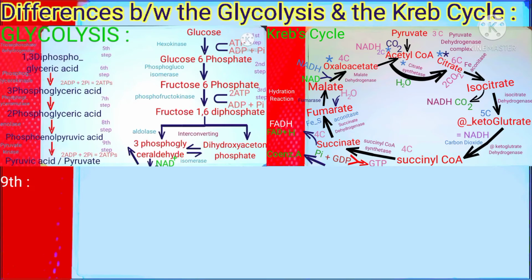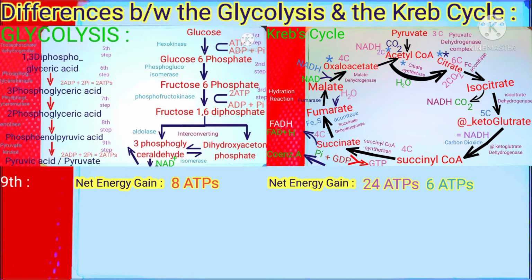The ninth difference is that the net energy gain from glycolysis process is equal to 8 ATP molecules, whereas the net energy gain of Krebs cycle is equal to 24 ATP molecules, and 6 more ATP molecules are obtained from 2 NADH2 molecules during the conversion of pyruvate to acetyl coenzyme A. Here in between these two substrates, these NADH molecules are obtained, which produces about 6 more ATP molecules. So net energy gain of Krebs cycle becomes 30 ATP molecules.